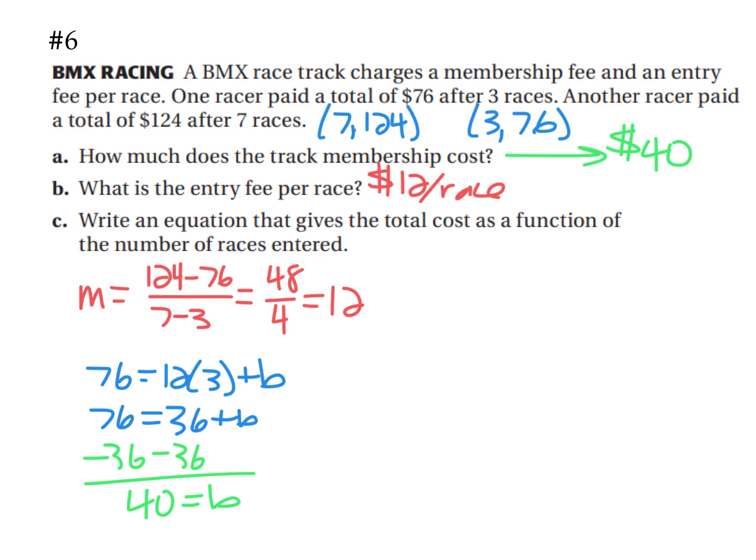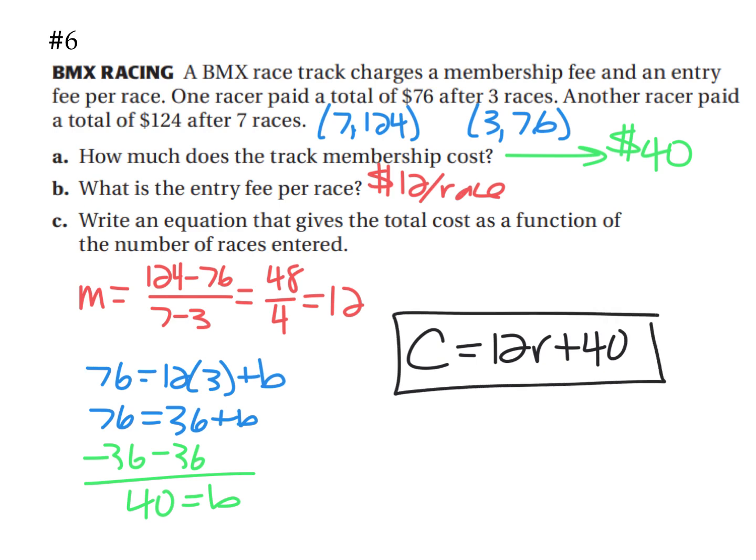Okay? And now we can write an equation here. The total cost is equal to $12 per race plus $40. So we have an equation, right, for the total cost as a function of the number of races. And we could check it if we wanted. We could see, does this work? So we could put a 3 in here for the number of races. 12 times 3 is 36 plus 40 would give us a total cost of $76, which it should. Right?